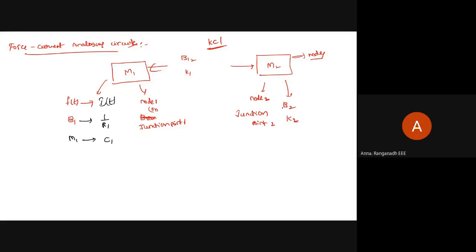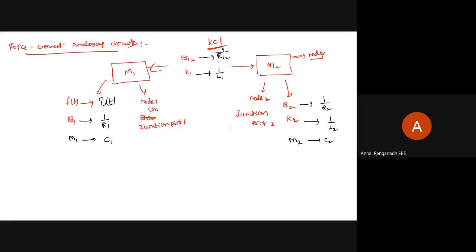Now coming to B2. What is the analogous element of B2? 1 by R2. For K2, 1 by L2. Right? 1 by L2. And one more thing is M2. For M2, you can write C2. So here B12, what is the analogous element of B12? 1 by R12. Yeah, 1 by R12. For K1? 1 by L1. So these are all the analogous elements.